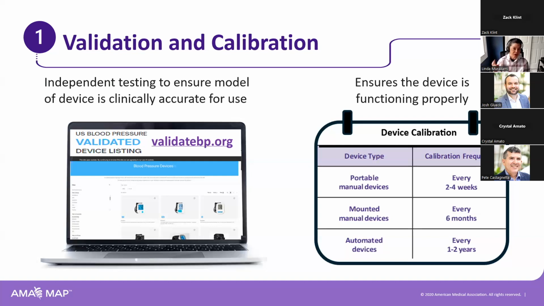And the portable manual devices that you carry around, you have to have those calibrated every 2 to 4 weeks because they're so fragile. Dropping them on the floor or even just tossing them in the drawer can really change and alter the accuracy of a reading. And you think about who's got manual devices, are you really calibrating them every 2 to 4 weeks? So next slide, please.